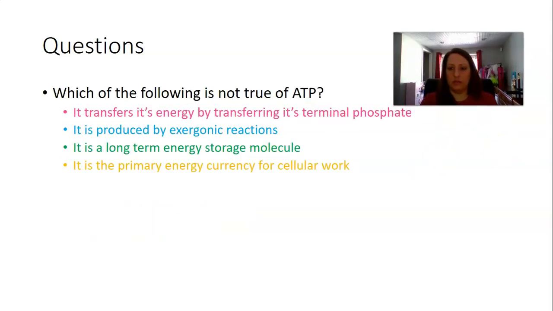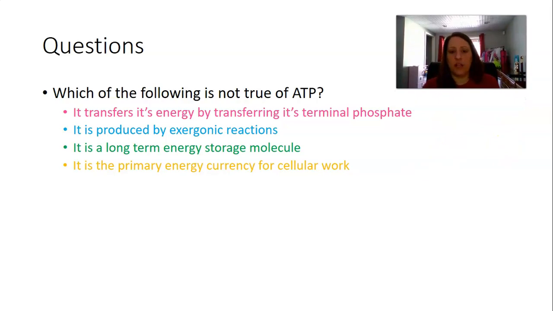Okay, next question. Which of the following is not true of ATP, adenosine triphosphate? Pink, it transfers its energy by transferring its terminal phosphate. We're looking for the not true statement. Blue, it is produced by exergonic reactions. Green, it is a long-term energy storage molecule. Or yellow, it is the primary energy currency for cellular work. Which one is not true?